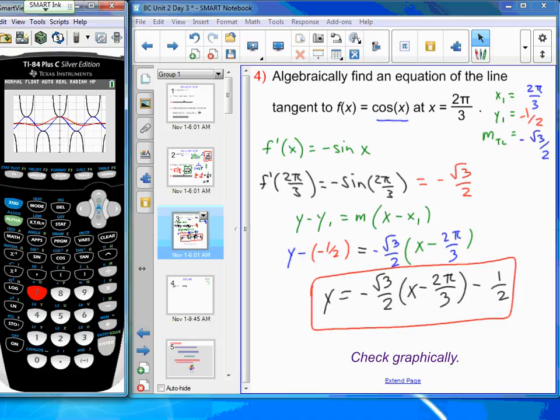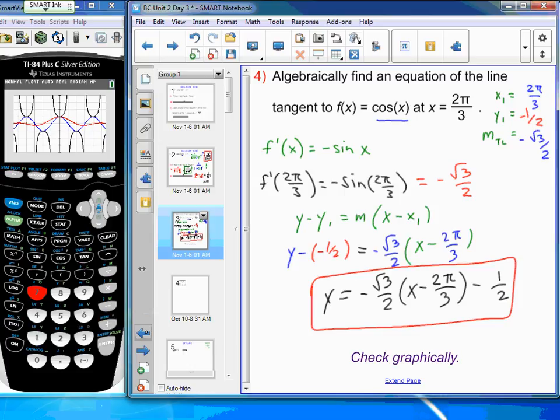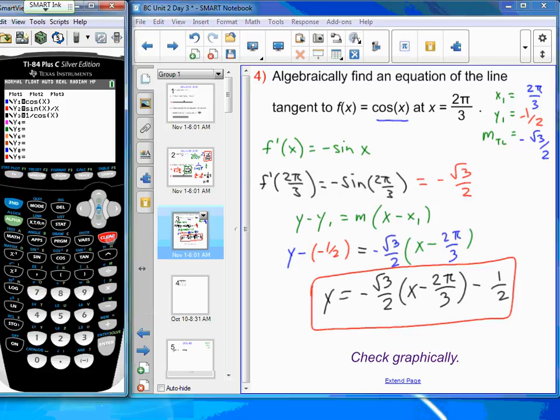In fact, I might want to take a screenshot just for Grace and Brendan and Tyler since they're gone. Okay. All right, so what do we need? Well, we need to clear all that in and out. And we need our original, cosine of x.